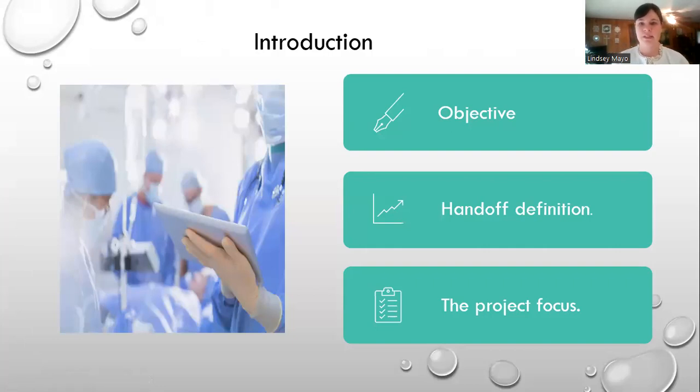So the objective of this presentation is to discuss the project findings for the handoff tool that I created, implemented, and then evaluated in a plastic surgery clinic setting. Handoff can be defined as the communication that takes place between two nurses when a patient's care is being transferred from one nurse to another nurse. This project focused on implementing a handoff tool to increase communication and increase patient safety and identify anything that might cause the patient harm or cause an adverse outcome for their care in the perioperative setting.